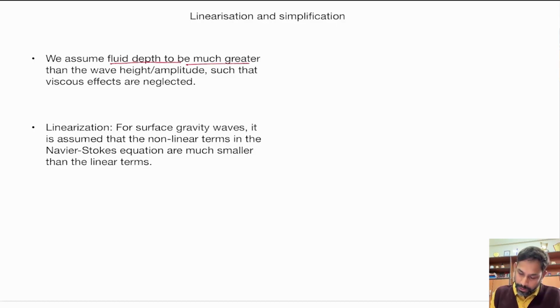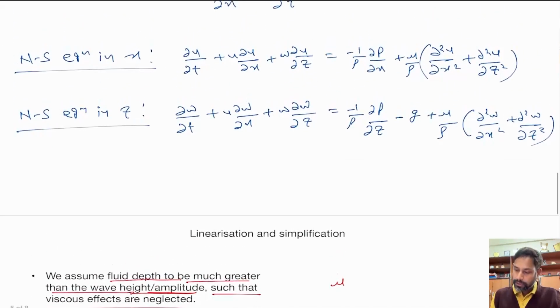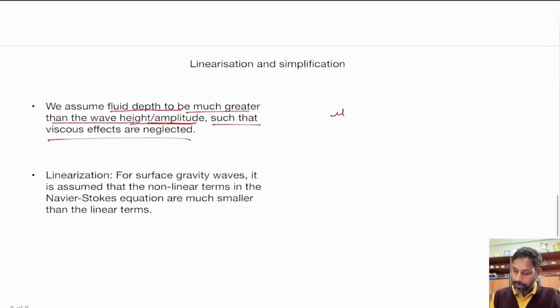So first of all, we assume the fluid depth to be much greater than the wave height or amplitude, such that we can neglect the viscous effect. So we assume viscous effects are negligible in this problem, and that is why we can consider the last term of both the equations to be 0. While viscosity itself is not 0, viscous effects are 0. Probably this is a little misleading, so I should rather just write viscous effects are 0. That is one simplification we have.